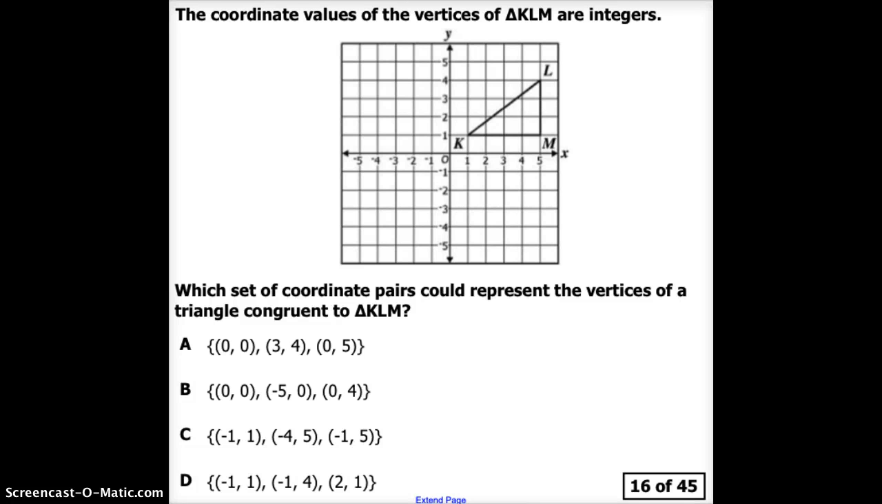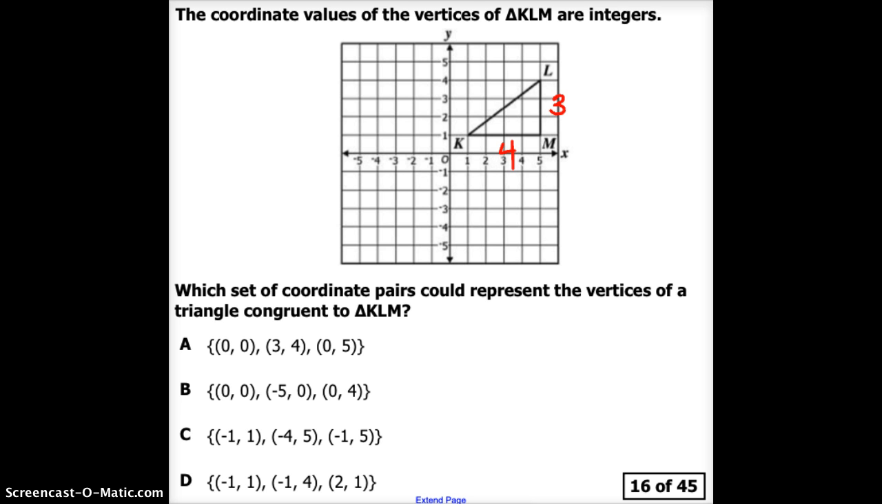I'm looking at number 16 of the 2015 released items, and I'm asked to find a congruent triangle to the given KLM. The first thing I'm going to do is try to figure out the side lengths. That should be helpful in trying to prove which triangle is congruent. So I can easily see that LM is 3 and that KM is 4.